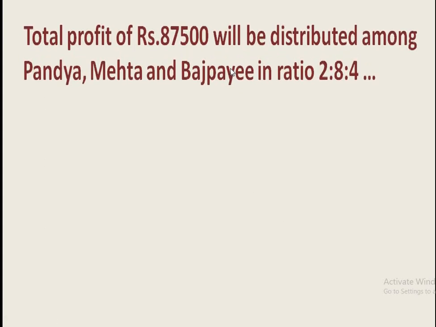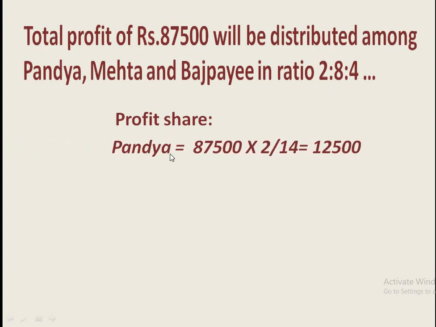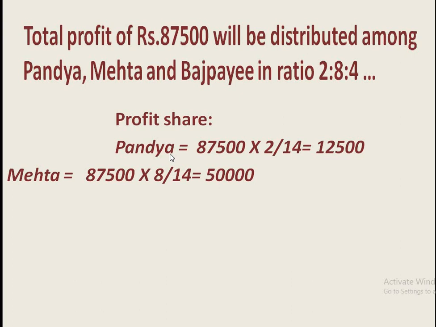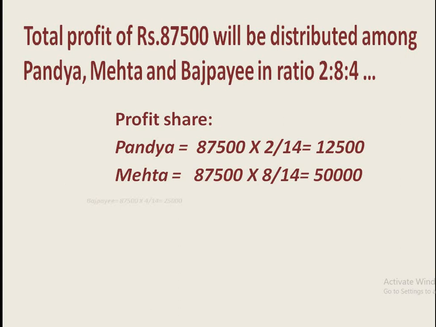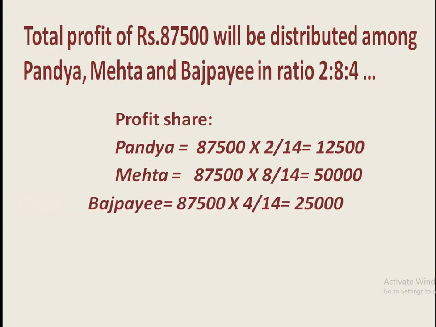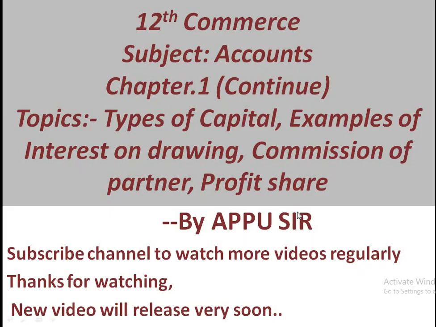Same again. Pandya's share: 87,500 into 2 divided by 14. Now you know how to distribute. 2 is the share of Pandya, dividing by the total 2, 8, 4, which is 14. So he will get 12,500. What about Mehta? 87,500 into 8. His share is 8 divided by 14. So 50,000. And same for Bajpayee: 87,500 into 4. His share is 4 dividing by total 14, which is 25,000.